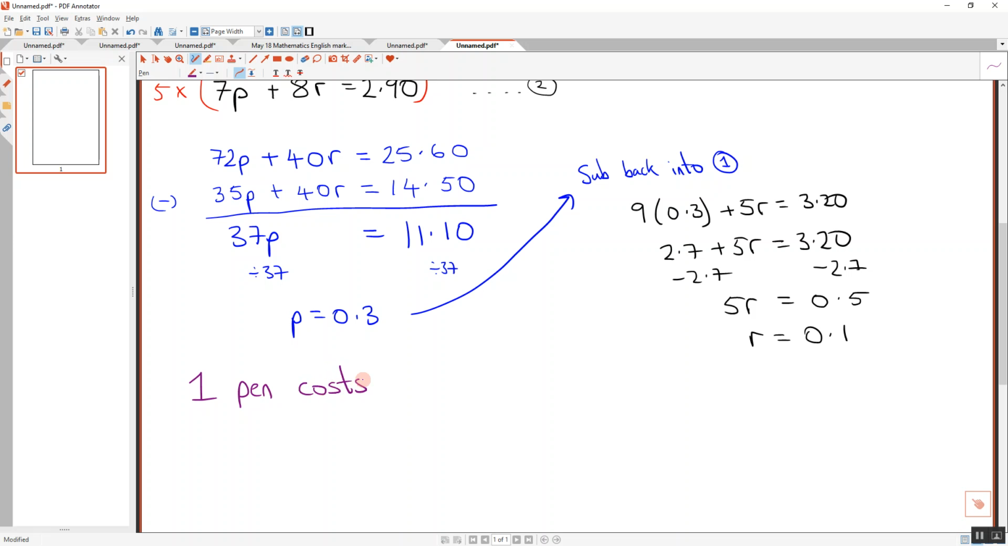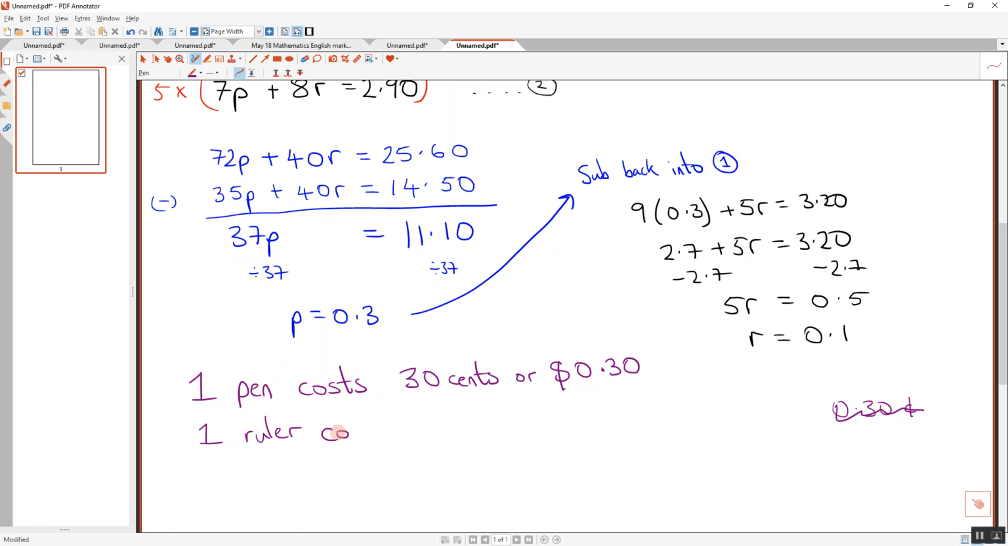1 pen costs 30 cents. Okay, now you can either write it as 30 cents, or you could write it as $0.30, and if you write it as $0.30, you have to have your dollar sign, okay? And 1 ruler equals 10 cents. What's wrong with my second one? For 30 cents, because you had 0.3 and then your cents. Okay, it's 30 cents, not 0.3 cents.